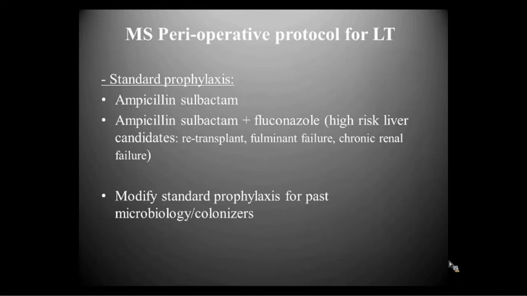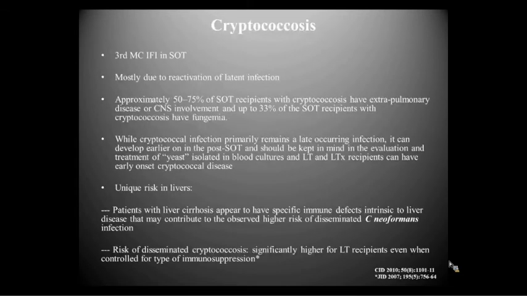So what do we do at Mount Sinai? In light of all of these risk factors, our standard prophylaxis for a liver transplant is just Unasyn, ampicillin sulbactam. If we identify a high-risk candidate where fungal infection, invasive candidiasis, is more likely, like chronic renal failure, fulminant failure, or retransplant, then we would give fluconazole. And of course, any time you have MDR colonizers or past infections, we modify our prophylaxis based on that.